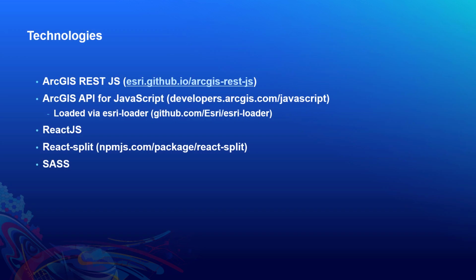As I mentioned earlier, the data for this app is managed in ArcGIS Online via items and categories. So we use the ArcGIS REST.js JavaScript library to assist with accessing the data in ArcGIS Online via the REST APIs. We use the ArcGIS API for JavaScript loaded via Esri Loader to display and update the map in the bottom left corner. Overall, the application is using the React.js front-end JavaScript library, and it was created using the Create React App bootstrapper. To aid in display and layout of the page, we use the React Split JavaScript library and Node Sass for styling. I'll now go through each of these a bit more in detail.